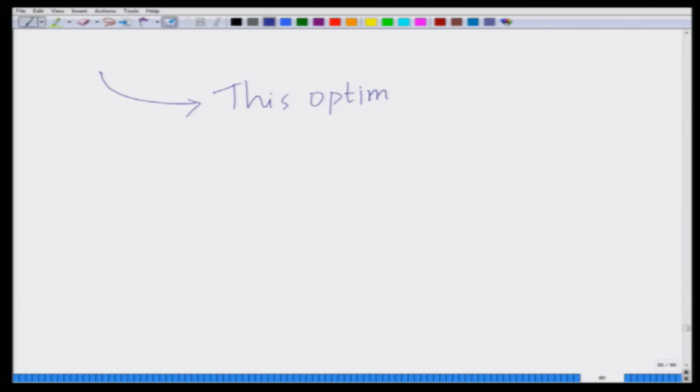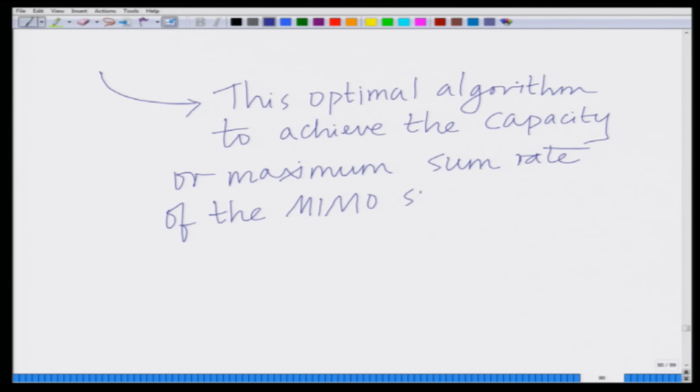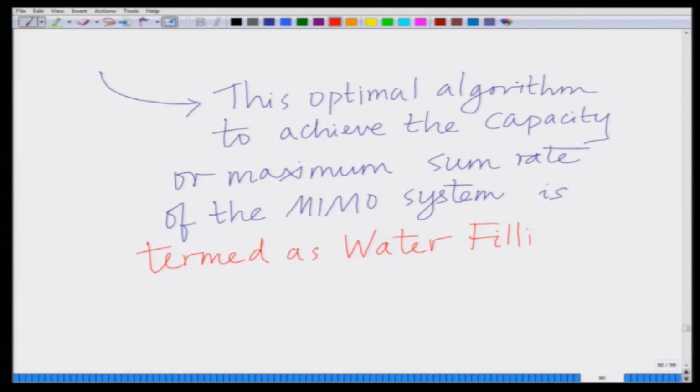This optimal algorithm to achieve the capacity or maximum sum rate of the MIMO system is termed as the water filling algorithm.